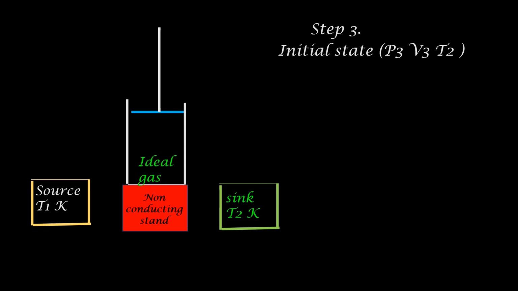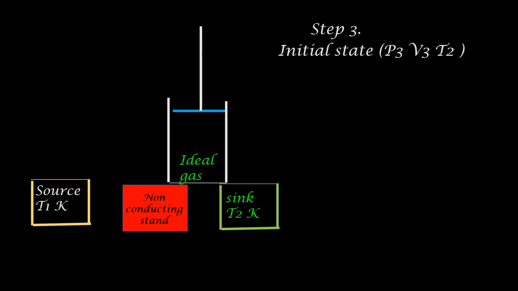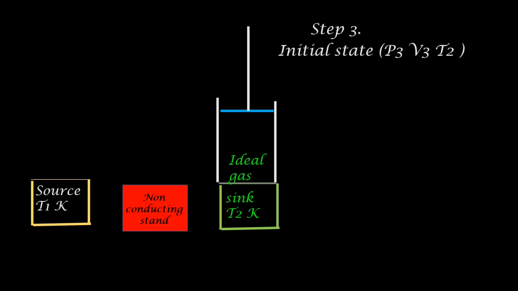The initial state of the system is P3, V3, T2. That is the final state of step 2. The system is now placed on the sink. Since the bottom surface of the cylinder is conducting, some amount of heat is transferred to the sink, and the temperature of the sink and the cylinder become the same. The temperature of the sink is very low. So even if it gains some heat, the temperature remains the same. We have already seen that T2 is less than T1. So the system has now attained a lower temperature.